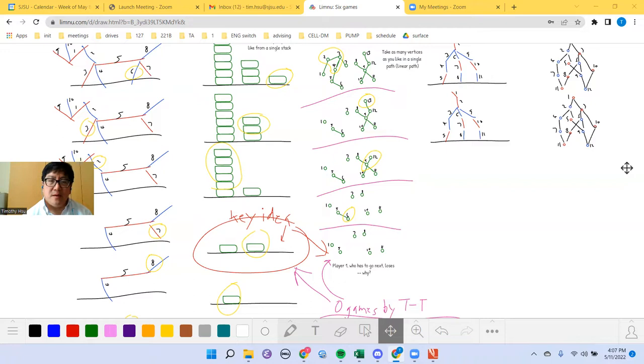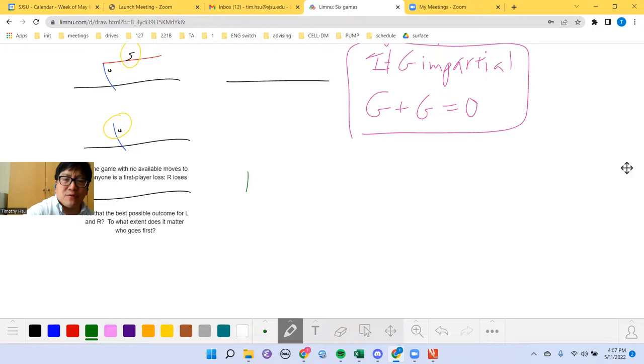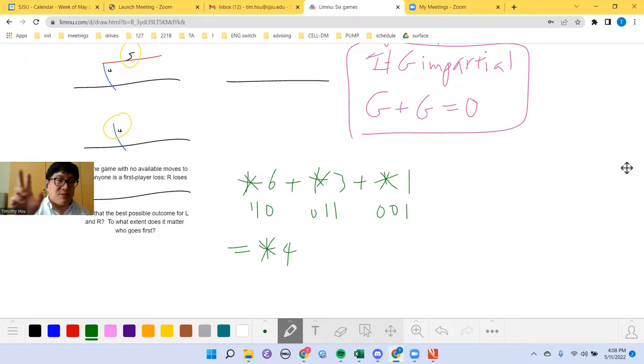So on the one hand, I gather that any sufficiently interesting game is going to be PSPACE complete. On the other hand, Nim boils down to XOR arithmetic. One surprising thing is that if we start off with star six and star three and star one, and you write out the binary digits, that's going to be 110, 011 and 001. If you add the binary digits together with XOR, then you get four. And it turns out that star six plus star three plus star one equals star four.